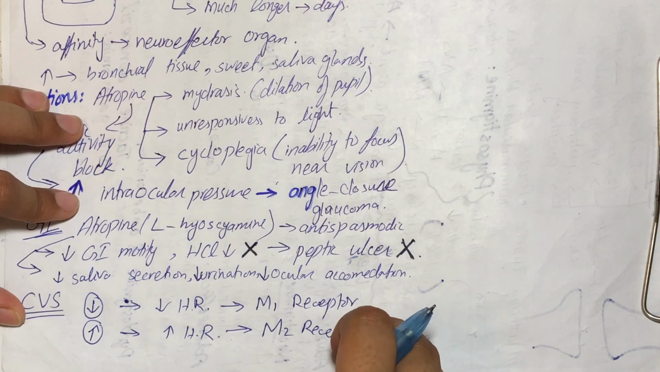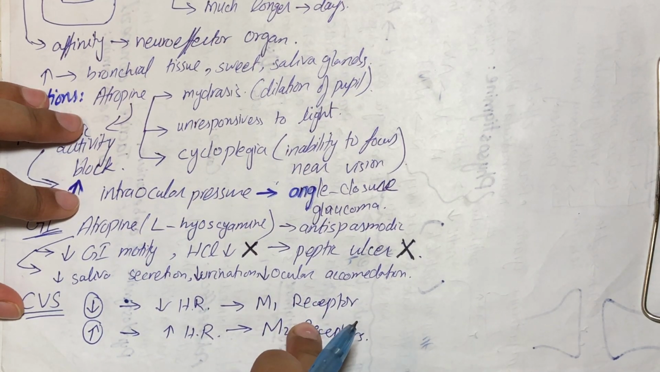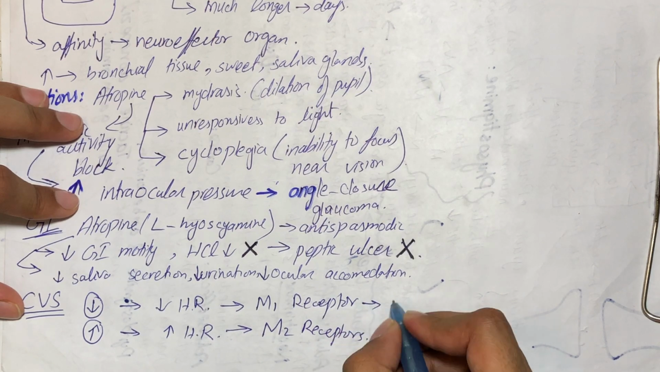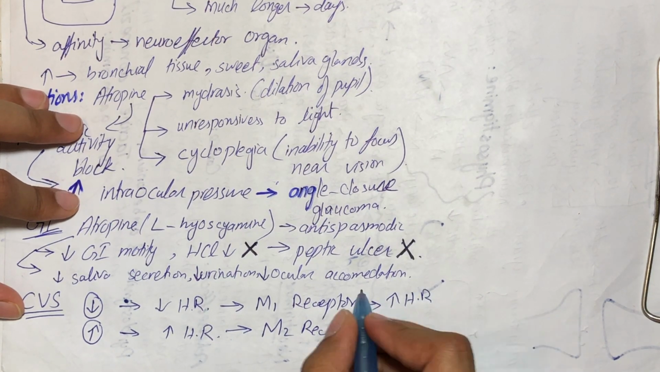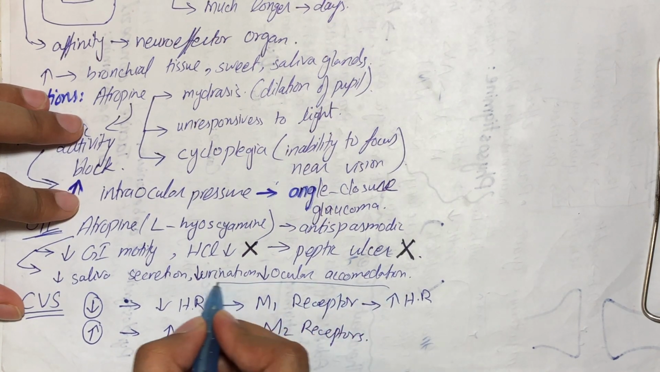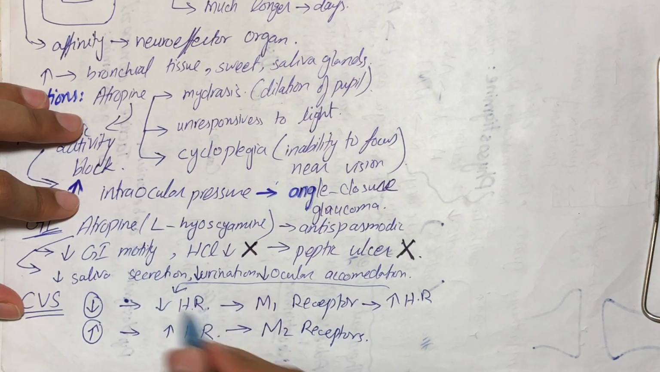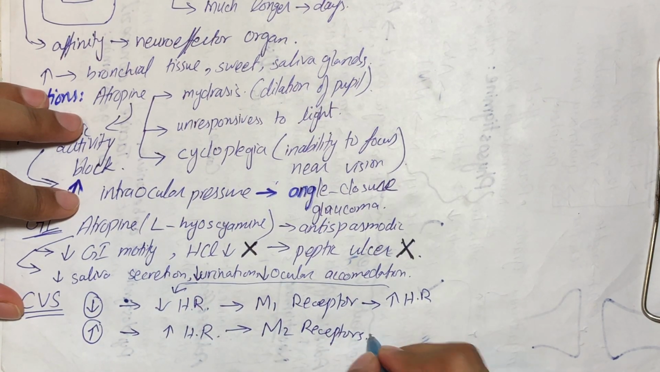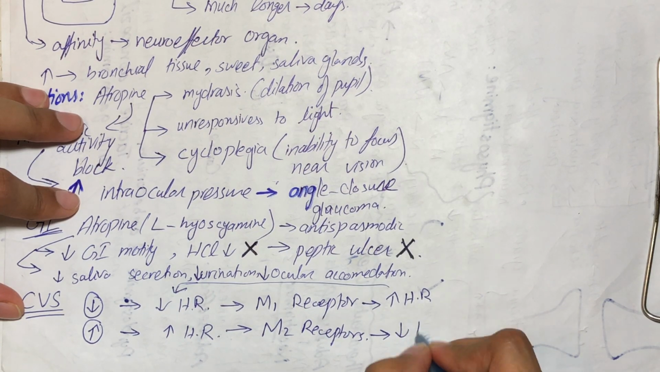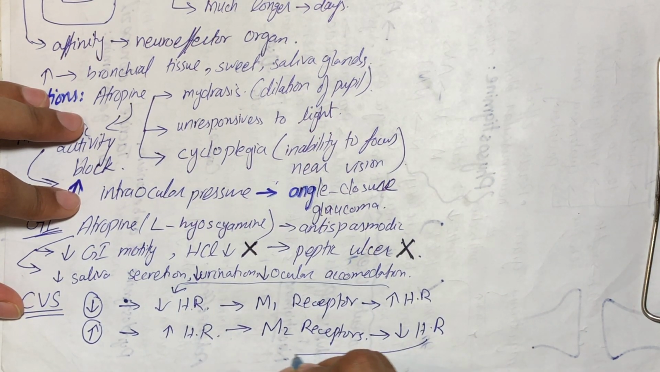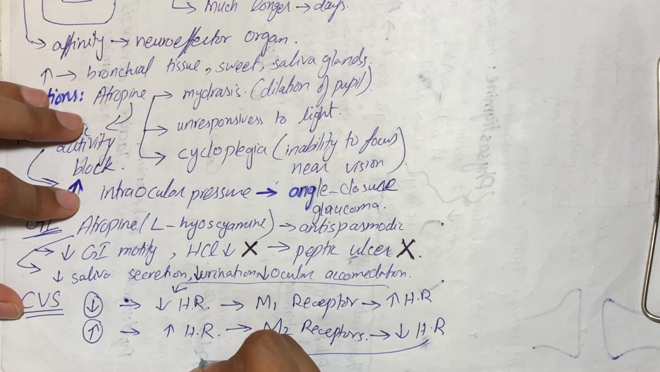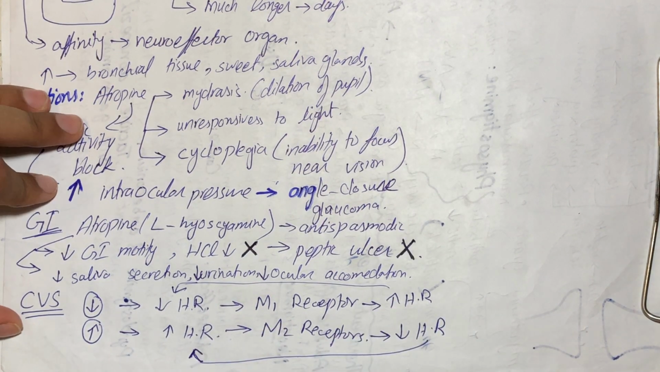How these two differ is that when there is activation of M1 receptors, it causes an increase in heart rate. But now atropine is blocking this activity, so heart rate will be decreased. And normally M2 receptor activation causes a decrease in heart rate. But when atropine is present on the receptor's action site, there will be the opposite of the normal action. So there will be an increase in heart rate because atropine is antagonizing the effect of acetylcholine.